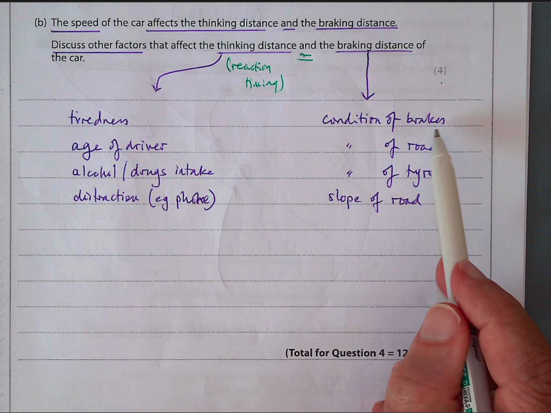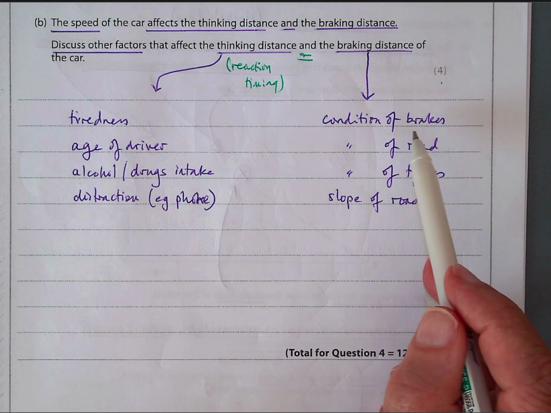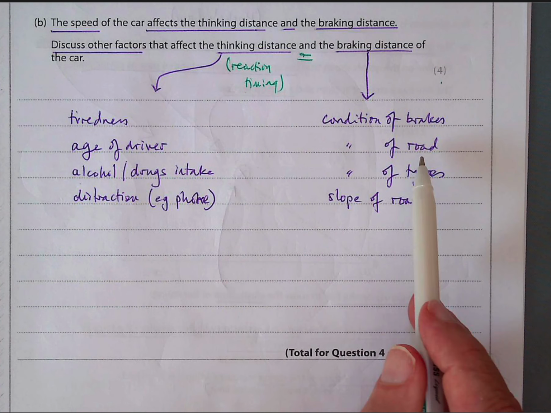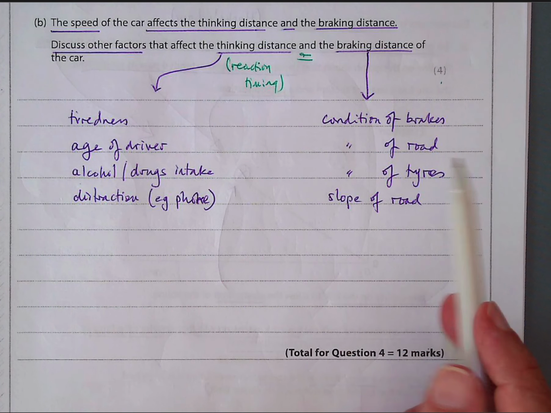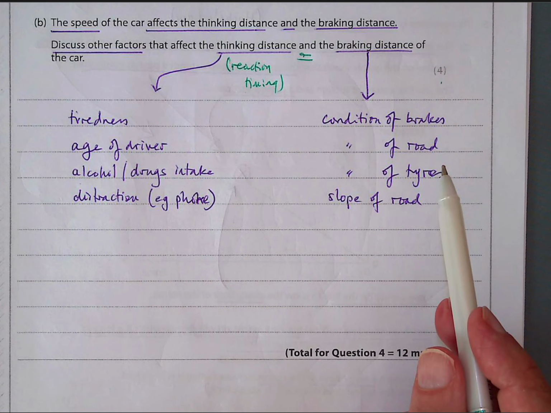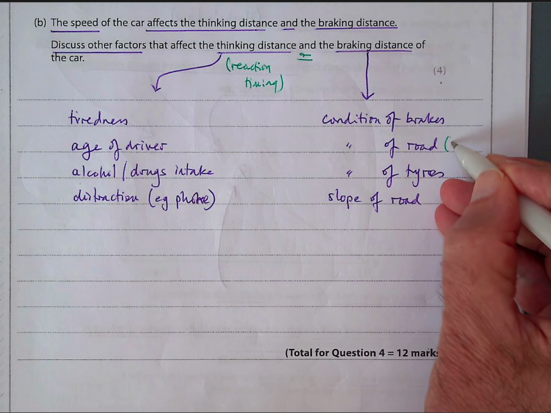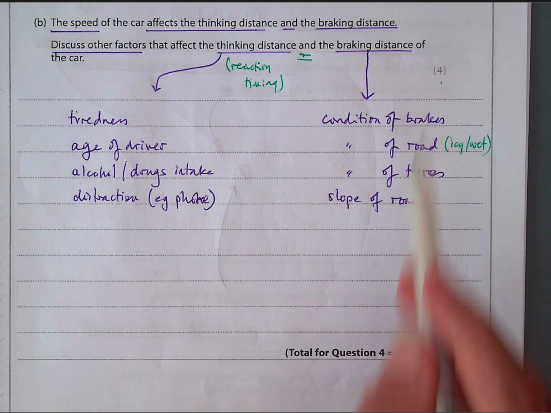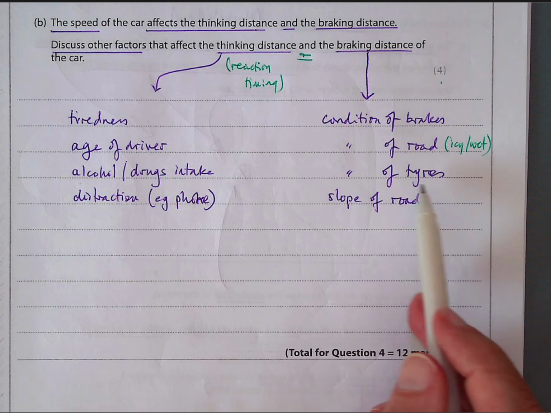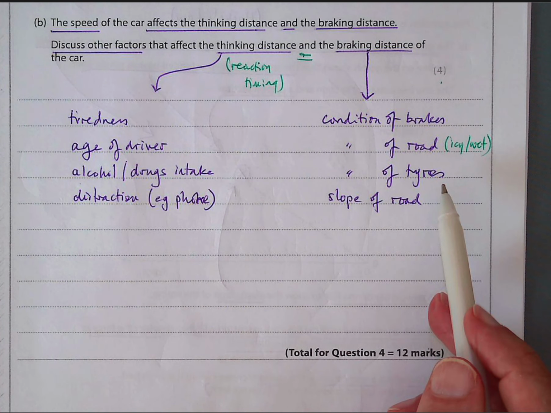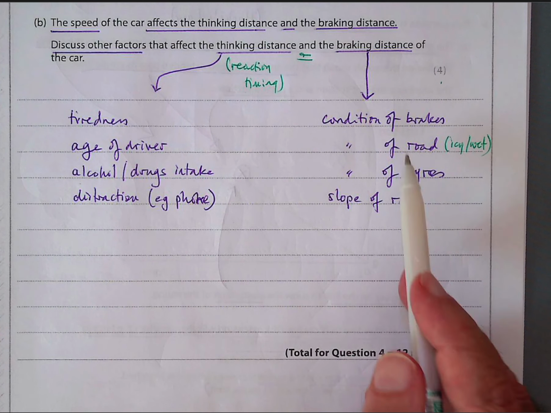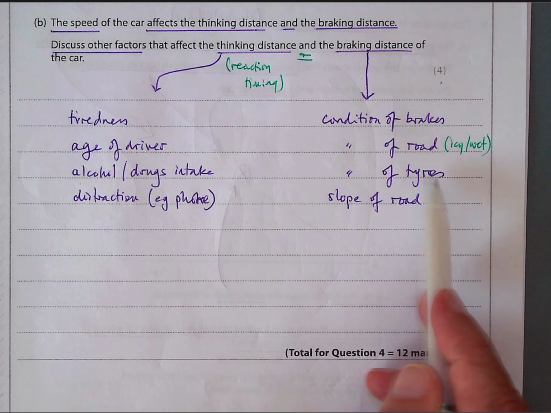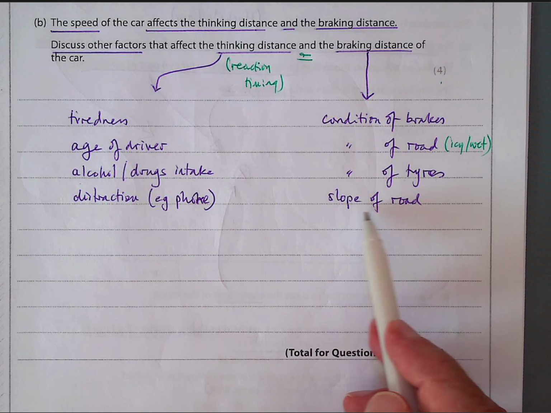So the condition of the brakes: if you've got bad brakes, they won't work as well. The brakes are too old, the pads are worn, etc. Conditions of the road, for example, an icy road, so it could be icy or wet. Those would affect the braking distance of the car. The condition of the tires, if the tires are worn out, again, that's a friction issue. So remember, icy, wet roads, friction; tires, friction; and this one is different, the slope of the road.